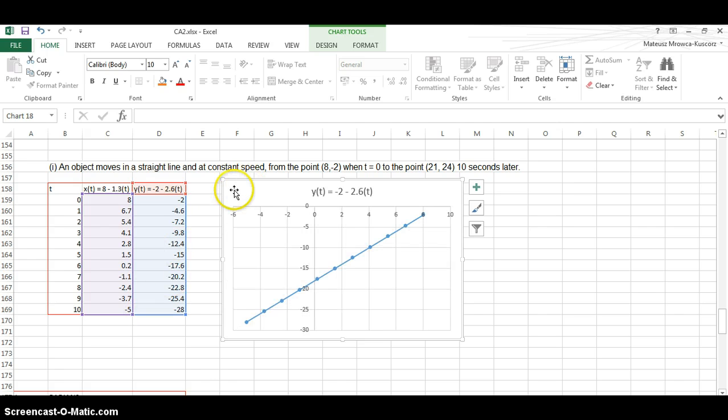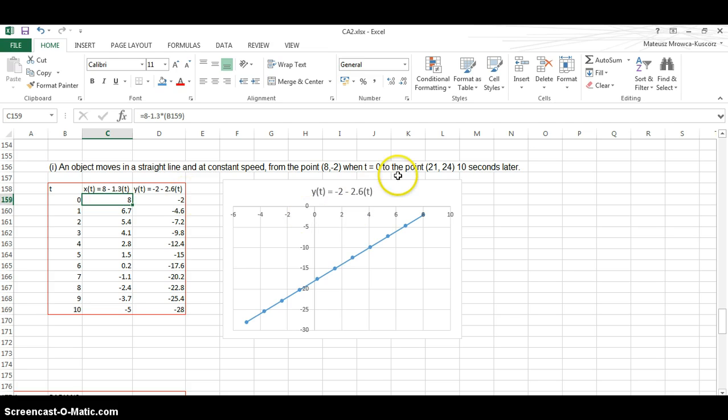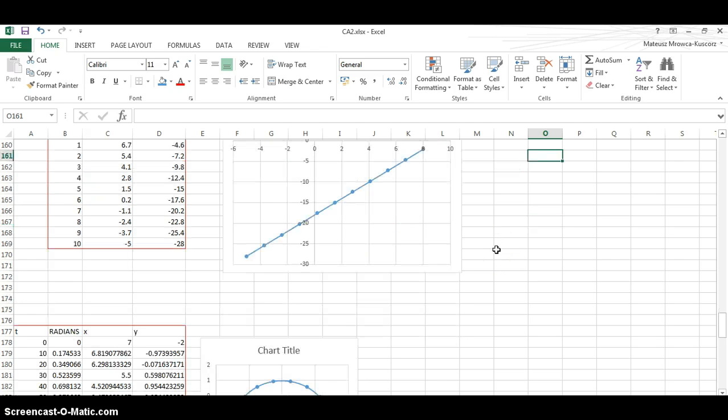But if you want the correct speed, say this is going at 13 units in 10 seconds, because 8 taken away from 21 is 13. 13 divided by 10 is 1.3, so it's going 1.3 units in X per second. So that's how you graph the straight line function.